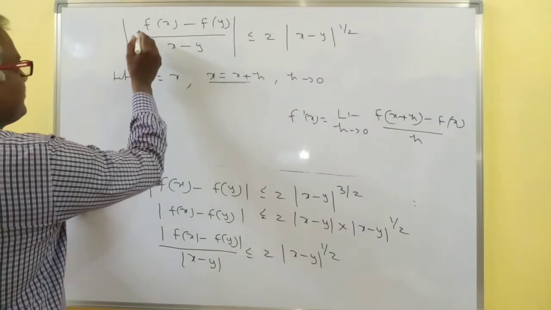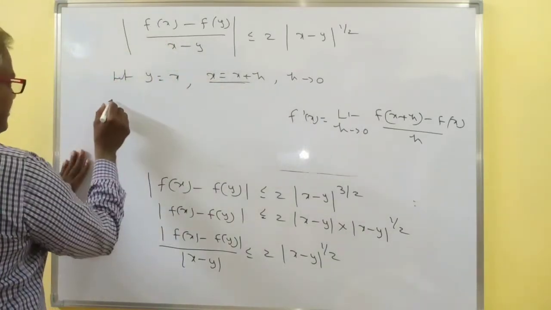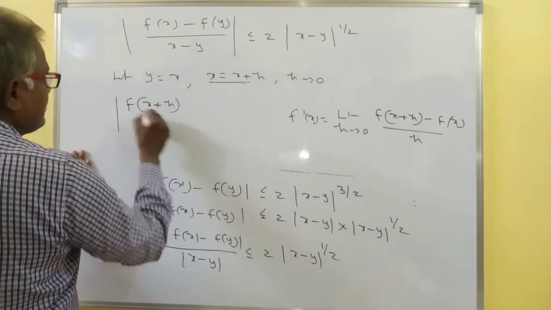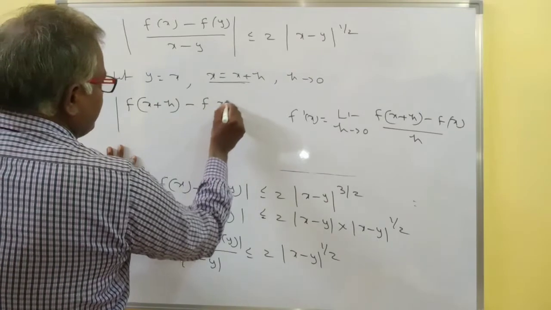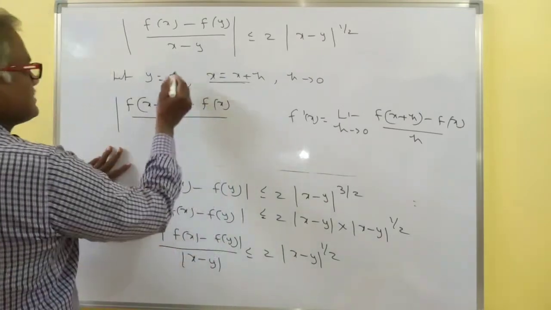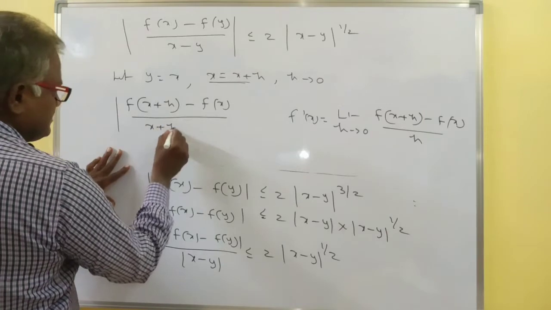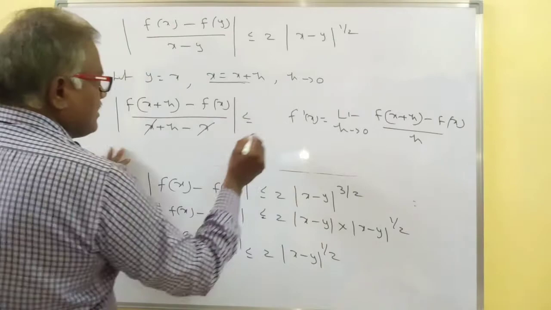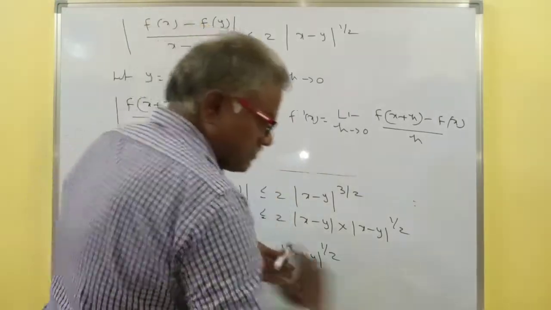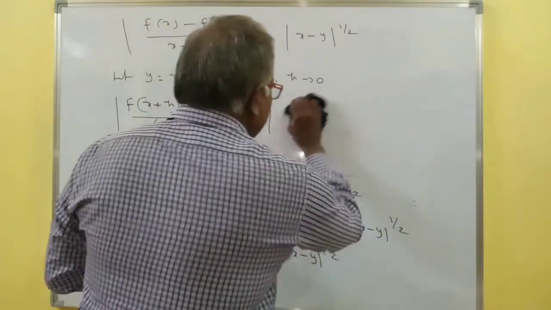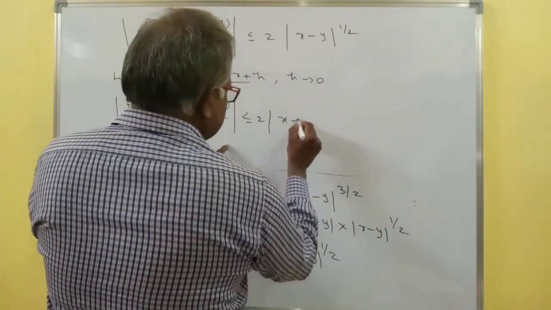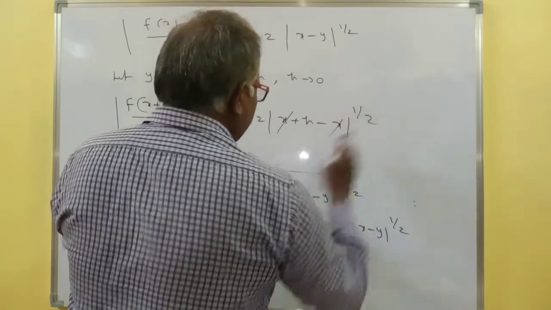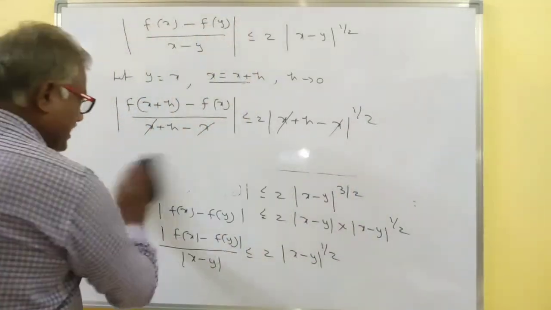Now, here you have to substitute this one: f of x plus h minus f of y means f of x. Here x means x plus h, minus y means x, cancel. Okay, less than or equal to 2 into the same, x means x plus h, y means x, cancel. Okay, whole power 1 by 2. Okay, next.